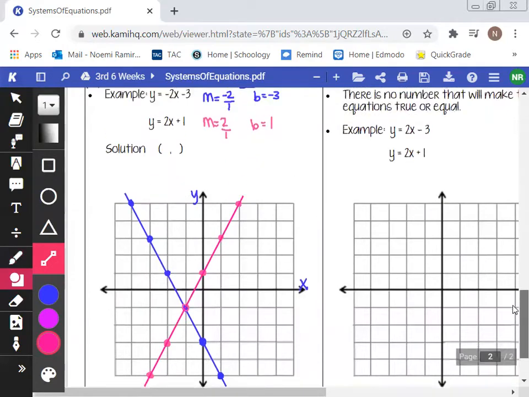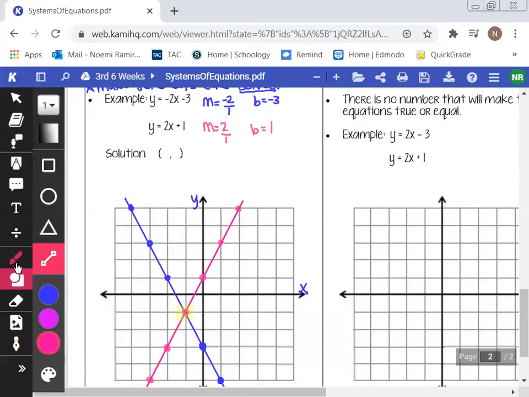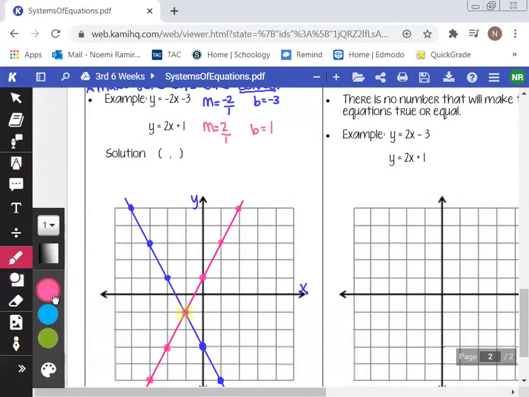Now that point, this point that is shared, that is what we call our solution to the system. This is our solution.